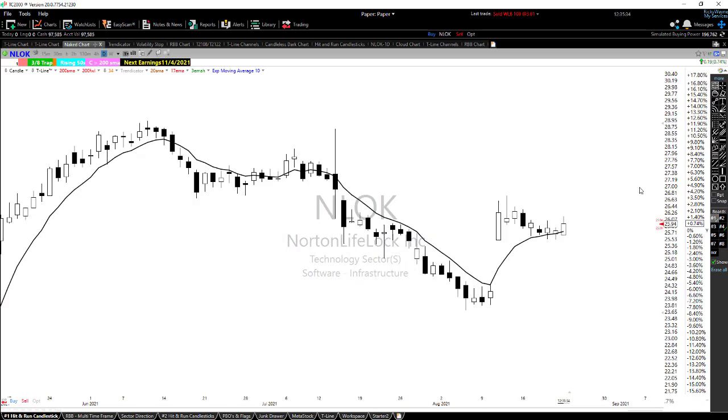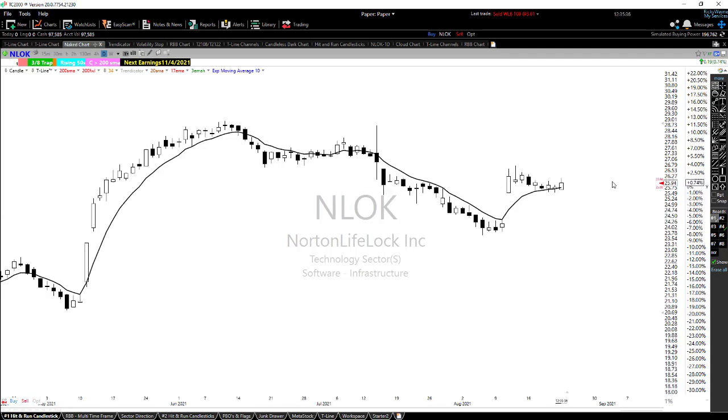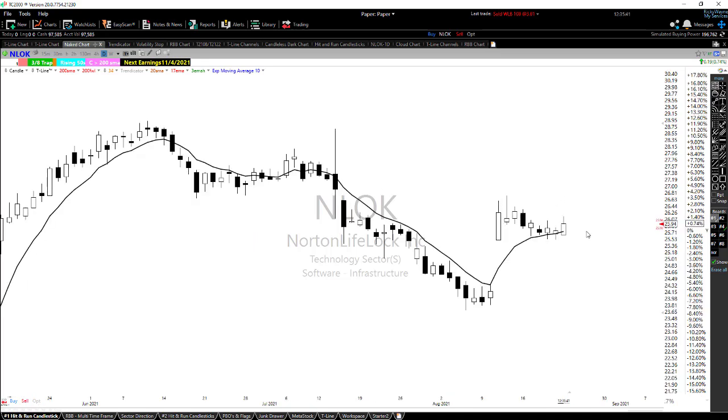And by the way, this is coming up on the spike PBO scan. So here we are up. Here we are pulling back. To me, that's a buy.